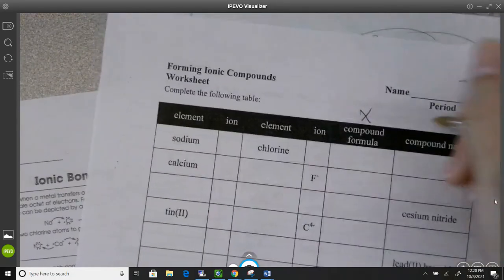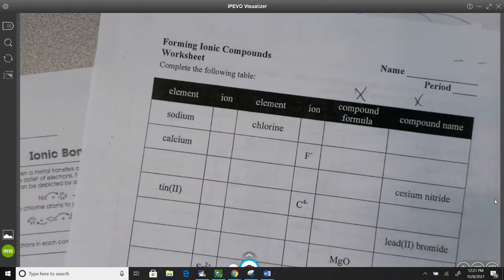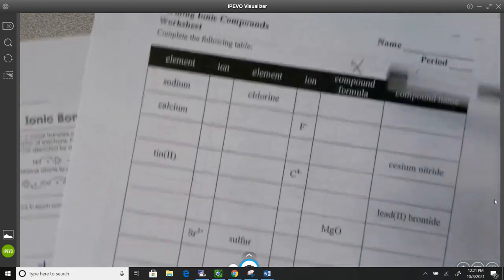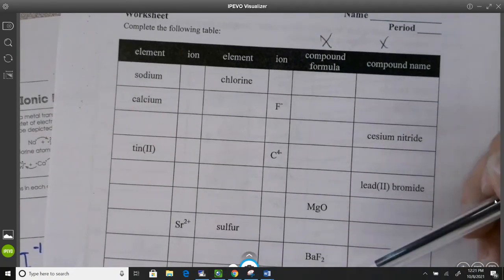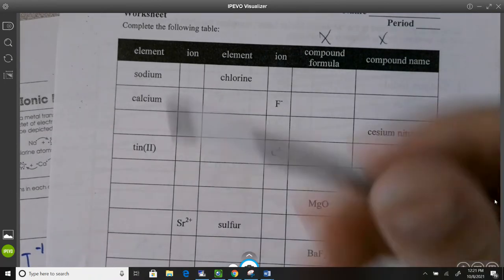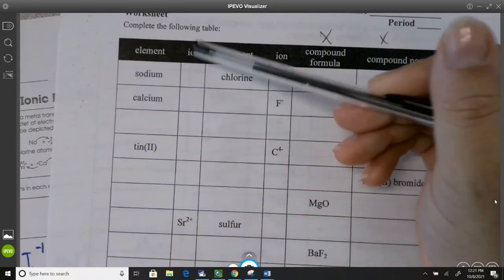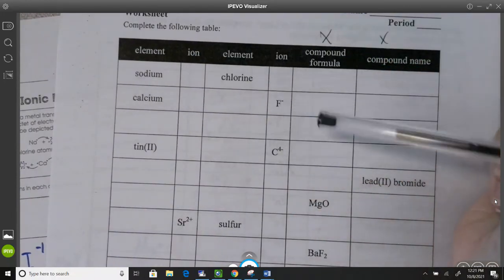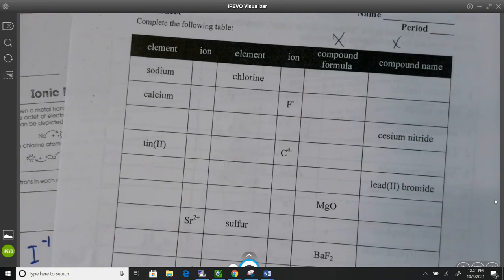I'm not worried about you finishing these two just yet, because when we get into our next lesson, we're going to look at how to identify covalent and ionic namings, and we're going to look more closely at the compound formula. So for today, I really would like for you to focus on identifying elements and ions. That's the one thing I'd really like for you to focus on today.